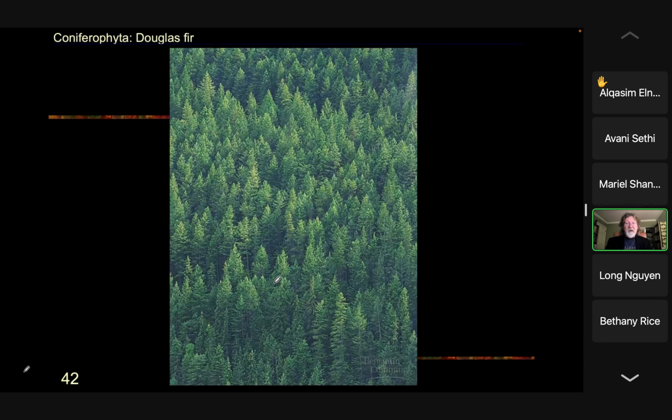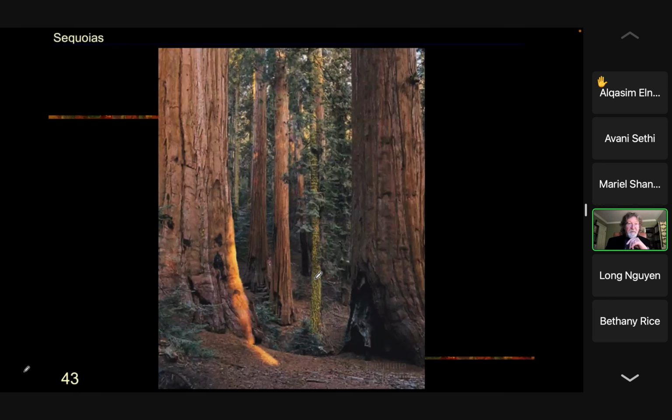Oftentimes, these conifers are growing in dense stands of the same species. And so this is Douglas fir. This is more up in Canada, or could be up in Washington, because they usually have big stands of fir trees. And there's a reason for that too. It's sort of analogous to the close growing conditions of bryophytes, but for a different reason. And I'll get to that a little bit later.